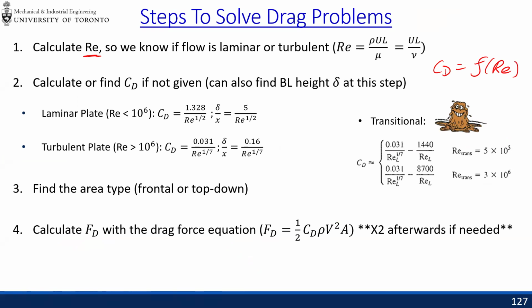Now, step two, these are primarily for plates. The step two overall doesn't change if you are working with other geometry, but this additional info only applies for plates. So depending on your Reynolds number, which is why you have to calculate it to start with, you're going to have a drag coefficient. You can see this is a function of the Reynolds number. And also your delta. Remember, this is the boundary layer height. That's your delta.